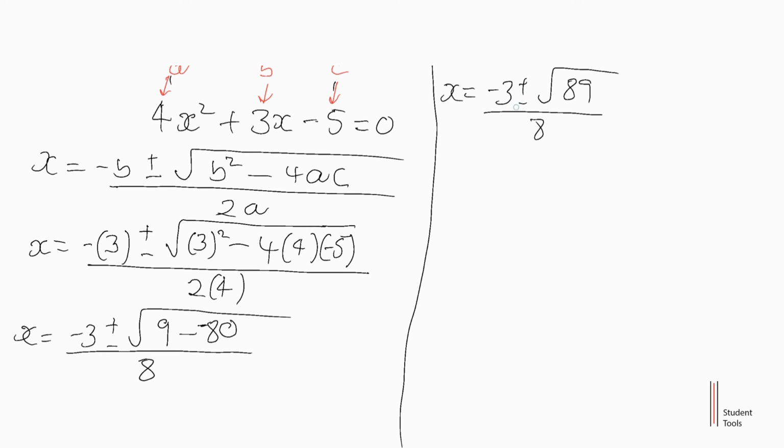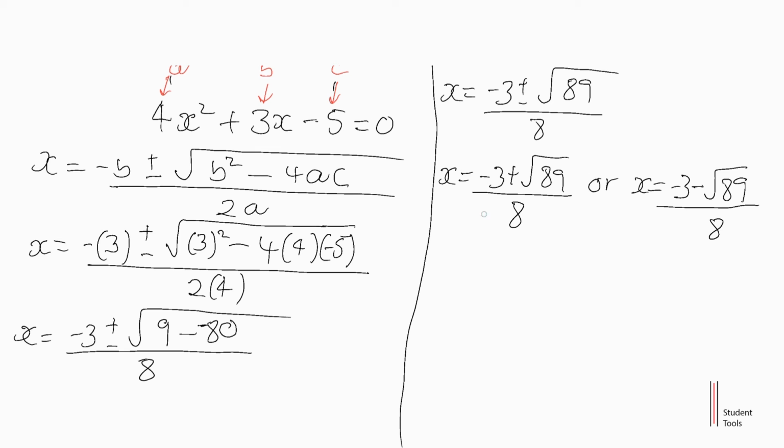Because we have plus or minus, for the first value of x, we are going to use the plus. So x is equal to negative 3 plus the square root of 89 over 8. We're no longer using plus or minus. For the second value of x, we are now going to use the minus. So negative 3 minus the square root of 89 over 8. So now we have this. We're going to punch that in our calculators and see what answers we get. And remember, we have to give our answers correct to 2 decimal places.